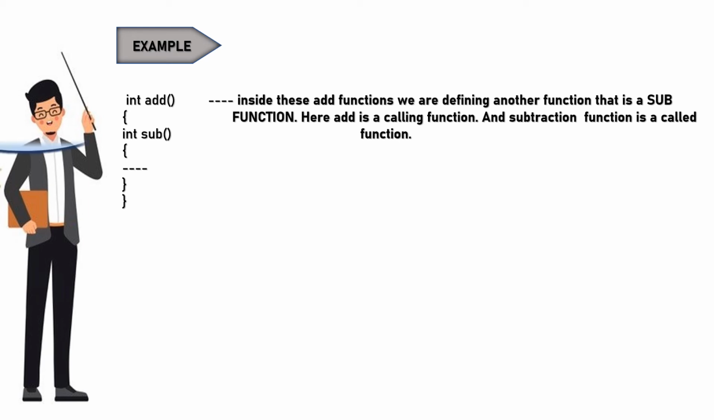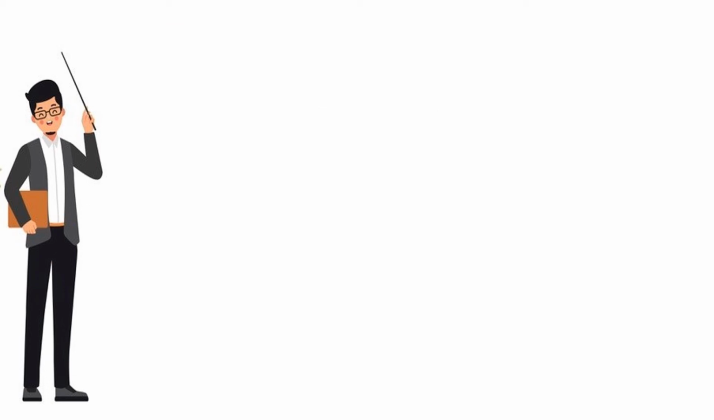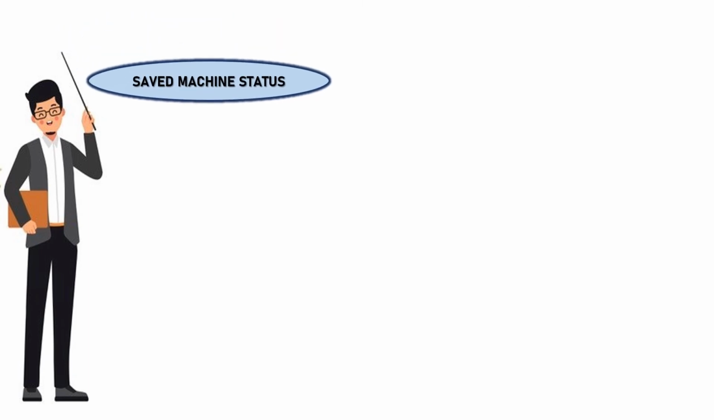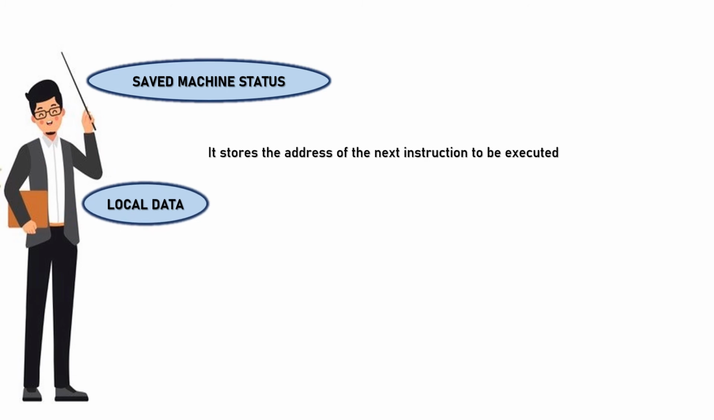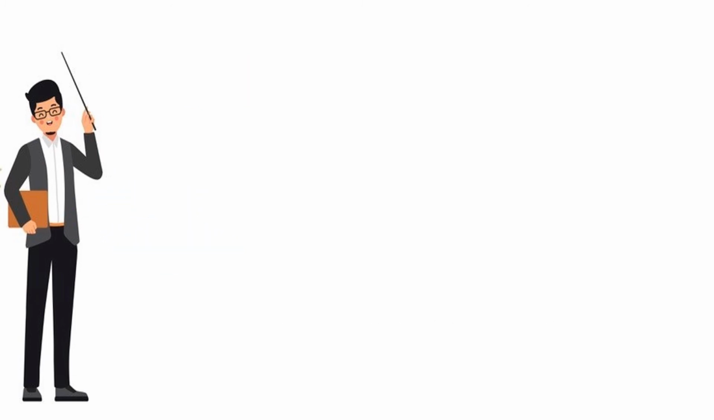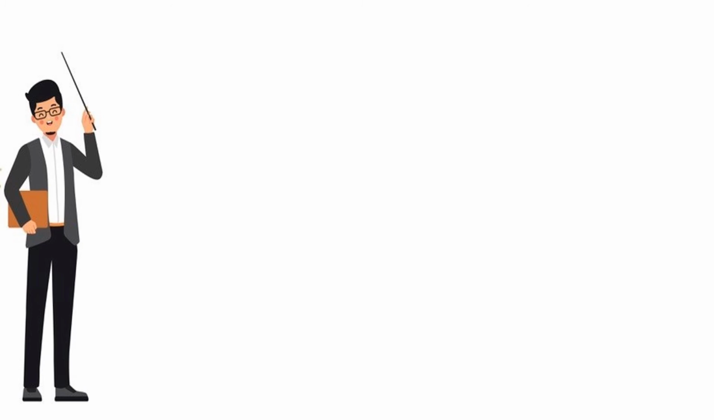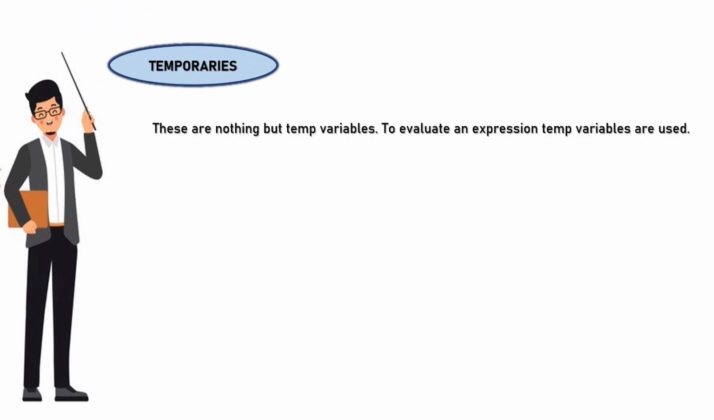Next, access link. It is used to refer to non-local data which are stored in other activation records. Next, saved machine status. It stores the address of the next instruction to be executed. Next, local data. These are local variables, that is, the variables which are declared inside a function. For example, here the scope of this variable is within the main function only, therefore it is called local to the main function. Next, temporaries. These are nothing but temp variables. To evaluate an expression, temp variables are used.